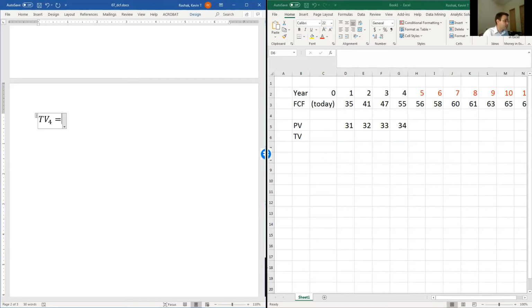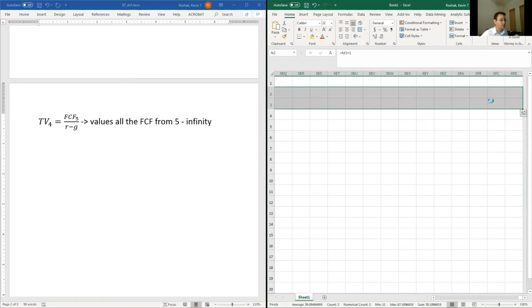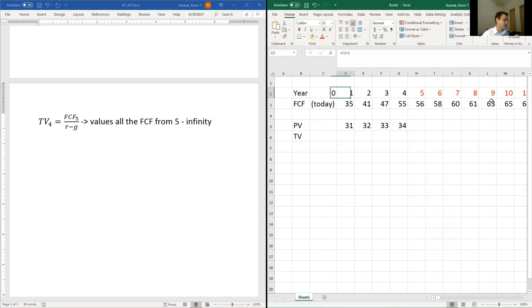So the first cash flow that gets put into the perpetuity formula is the free cash flow that you're getting at time 5, and then you divide it by R minus G. And that's it. That's going to include all the free cash flows from time 5 to time 6, 7 through infinity. So we don't need to deal with any of those numbers. We can go all the way out to column XFD in Excel. We don't need to care about that stuff. It's all going to be summarized in this one simple growing perpetuity formula.